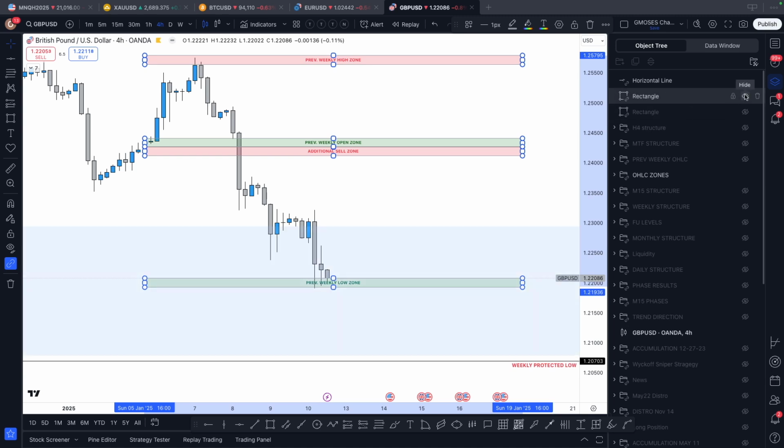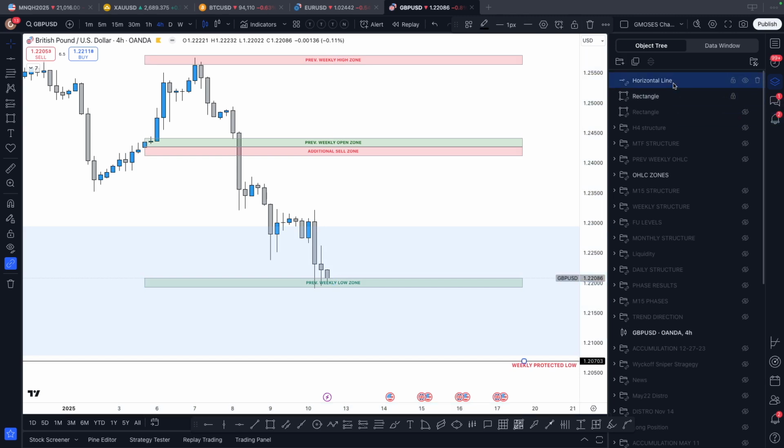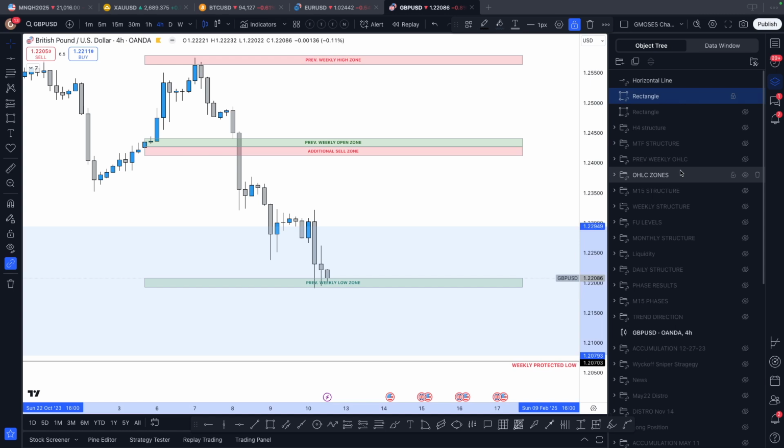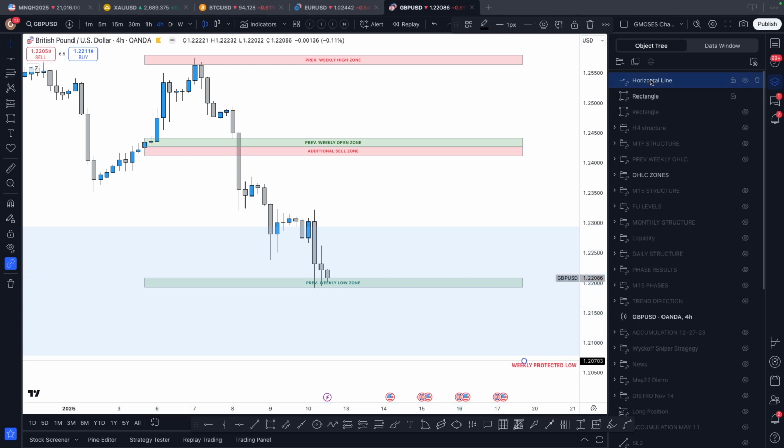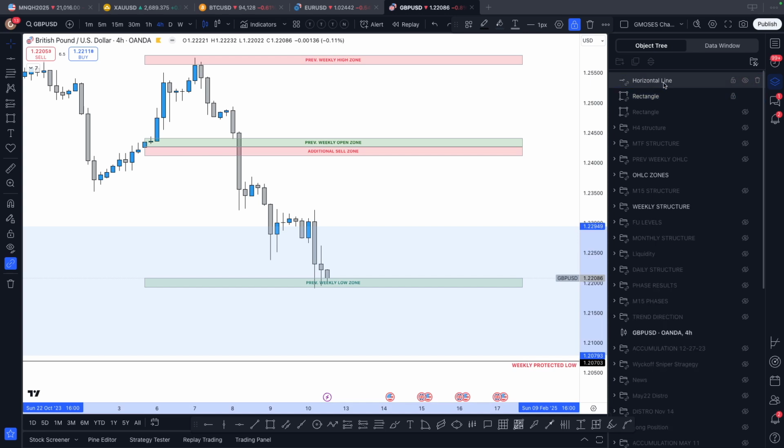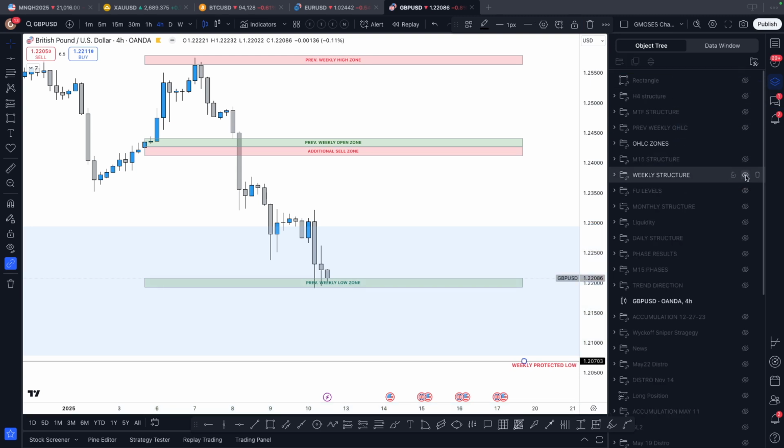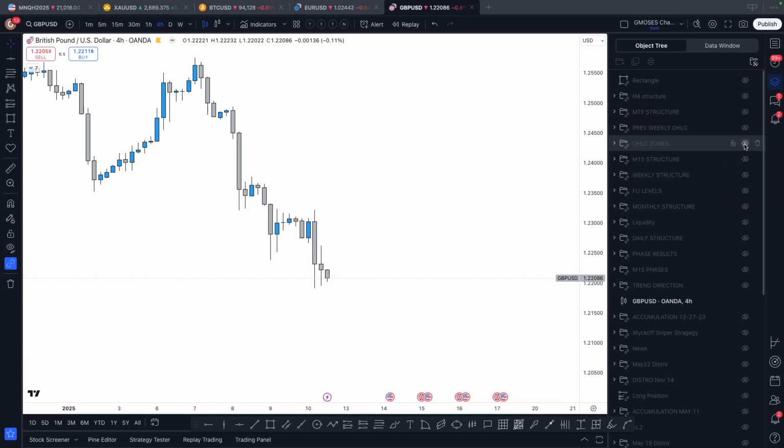Let's see, what is this? Okay, that's a weekly situation right there. I'll just leave that one up there, that one as well. Weekly structure, I'm gonna say this. These two are gonna go on the weekly structure. Bam. Bam. Okay. There we go. All right, OHLC moved out the way.